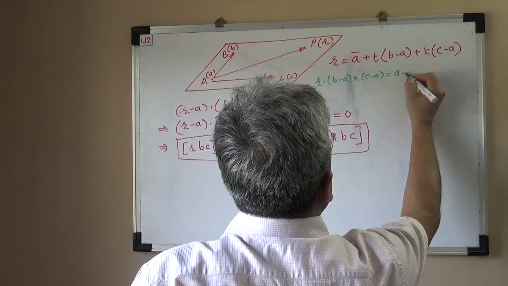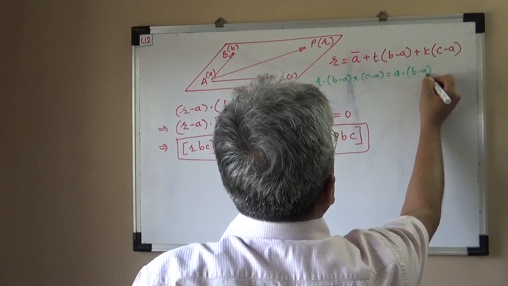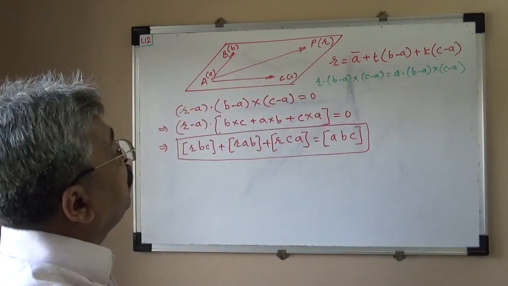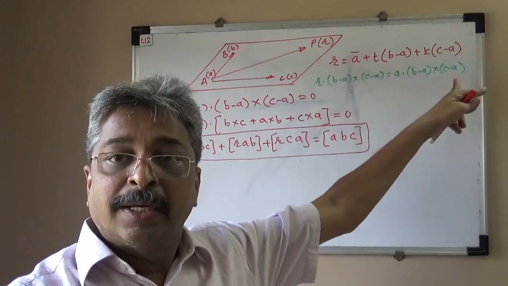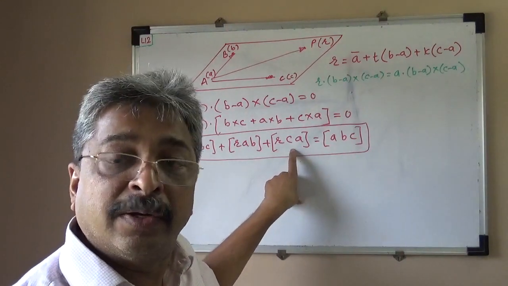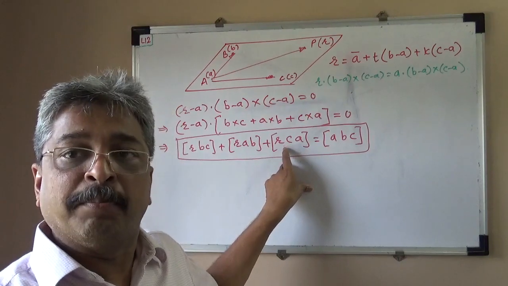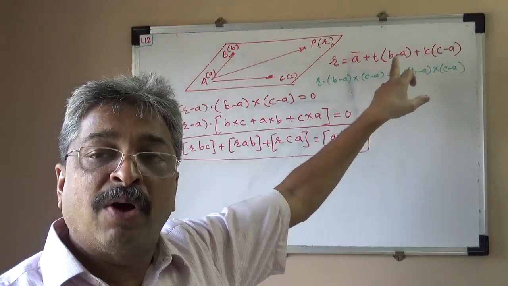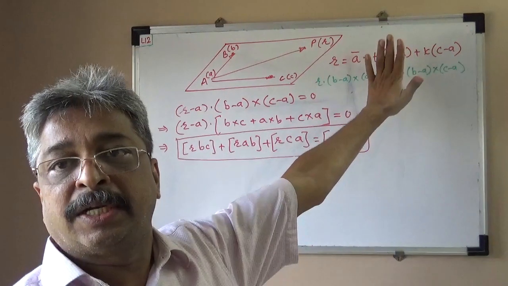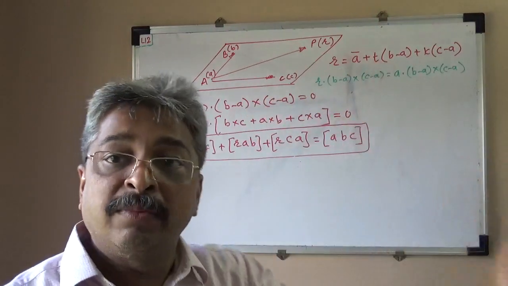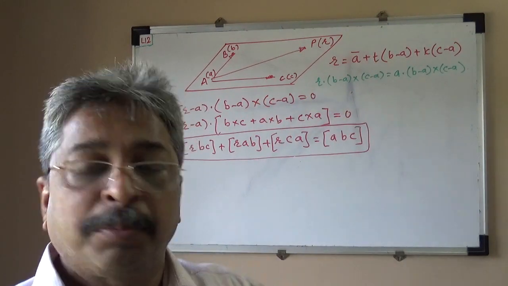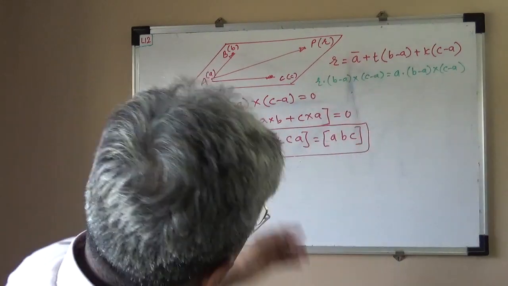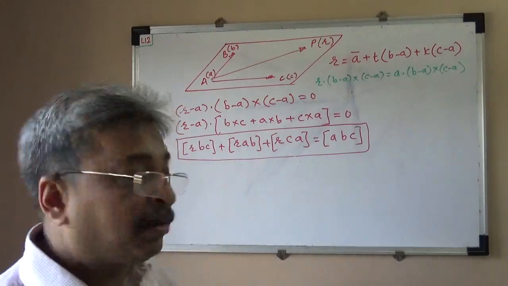So what is this? A dot B minus A cross C minus A. And now if you just expand this, then you are going to end up being here. This and this is exactly the same, right? So the equation of the plane that we had found out earlier, the linear combination, is correct. If we learn a better tool, a better technique, the scalar triple product, we find the equation of the plane once again and we prove that it is one and the same. Now let me show you the geometric interpretation of this.